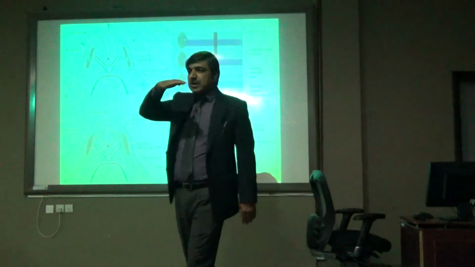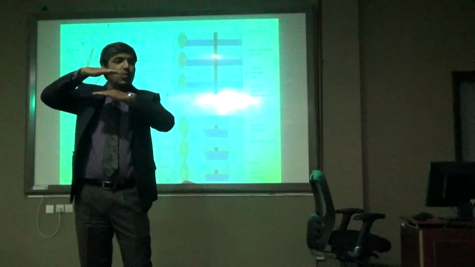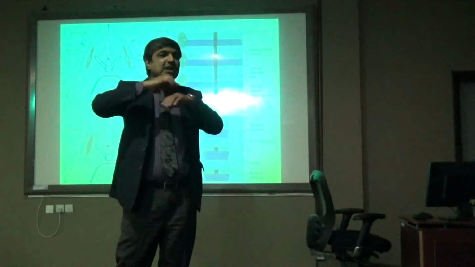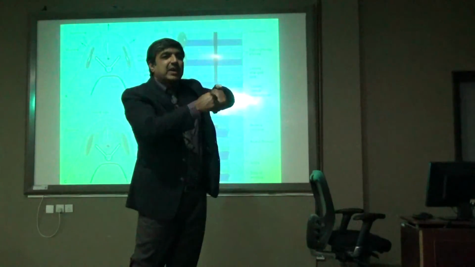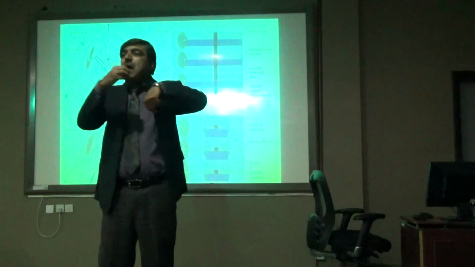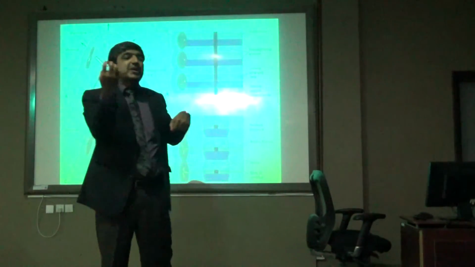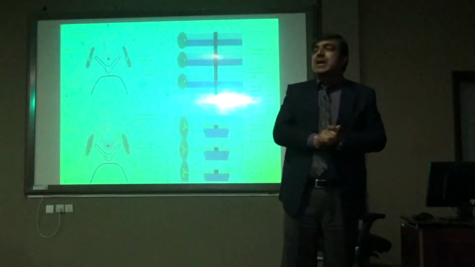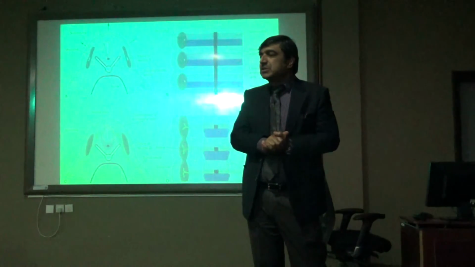One vertebral body, another vertebral body. What is between them? Cartilage. This cartilage has a gap in between. This gap is filled by a gelatinous material, a gel-like substance. This gel-like substance is known as nucleus pulposus.